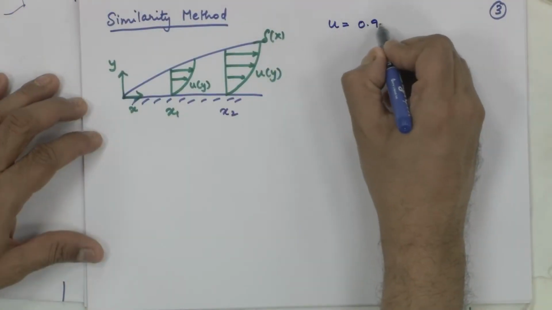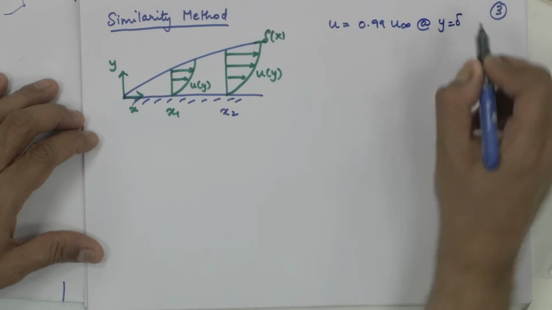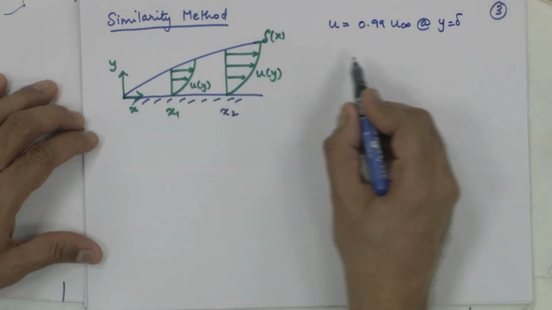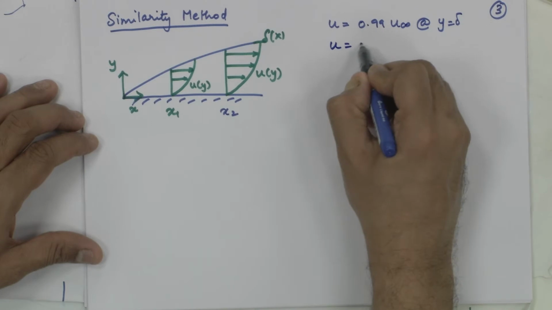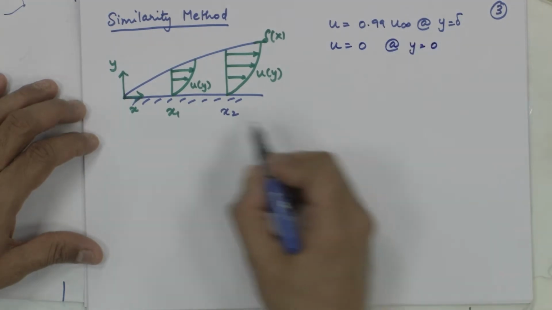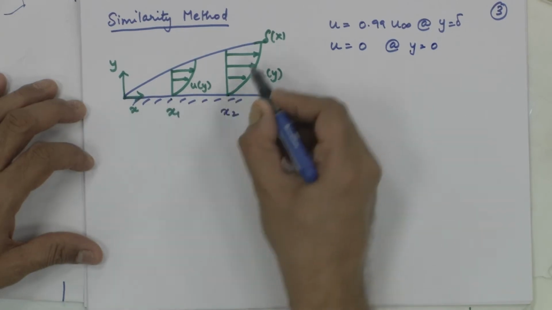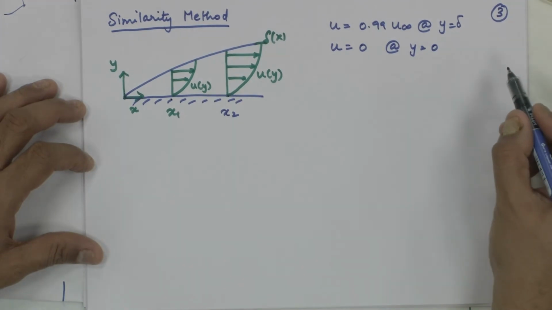This profile at x2 and the profile at x1, what are the limits within which it acts? U is equal to 0.99 times u infinity at y equal to delta. So, the edge of the boundary layer everywhere is this. u equal to 0 at y equal to 0, right. So, both these have the same starting value and the same ending value for the velocity.